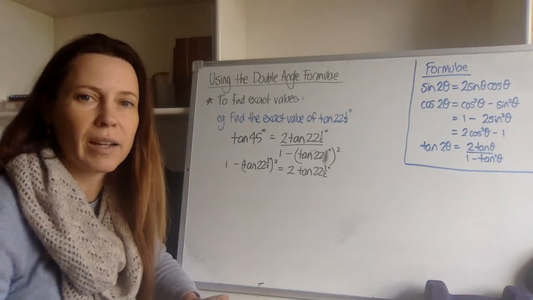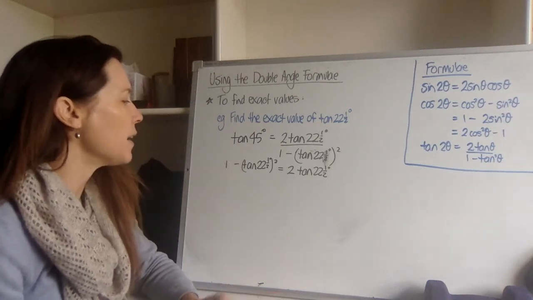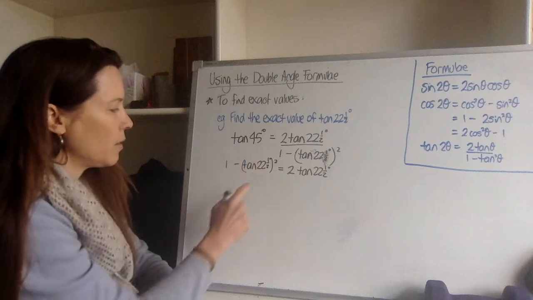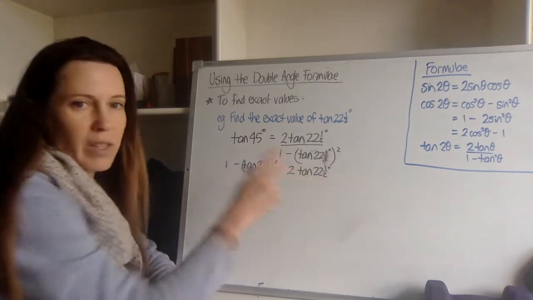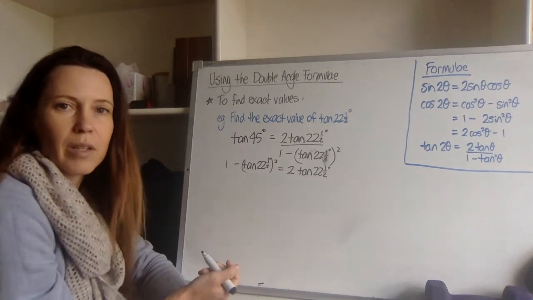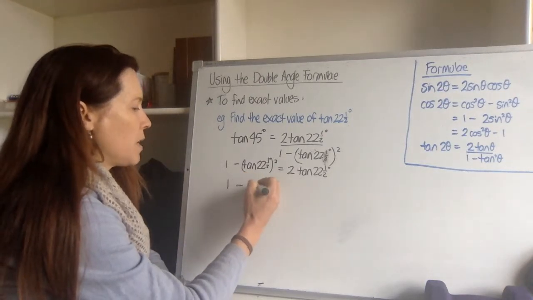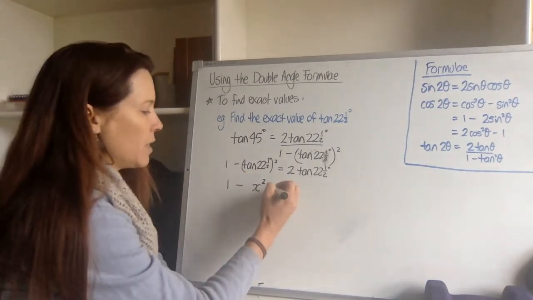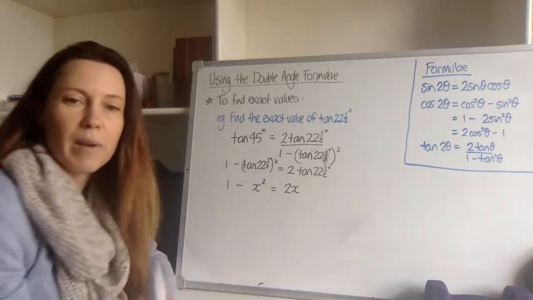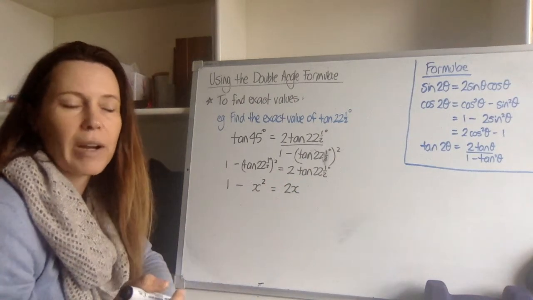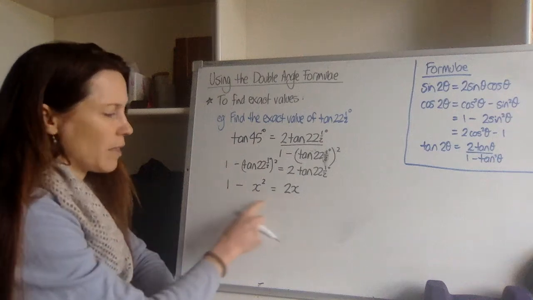It's actually a quadratic, and it doesn't jump out as one straight away, but I've got something squared, I've got some of those things not squared, and I've got some numbers. So let me just make this simpler for you. If I had something like 1 minus x squared is equal to 2x, it would be much easier to spot there that I've got a quadratic. Now, how do I solve something like that?